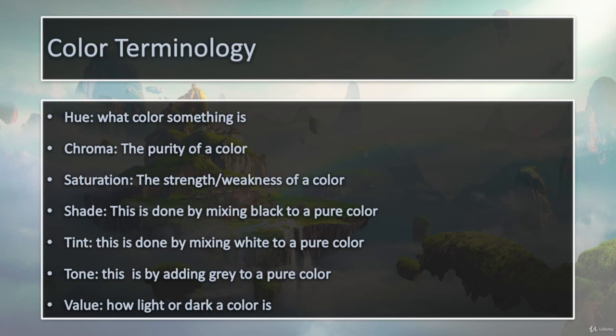So the first one is a hue, which is any color. Chroma, which is the purity of a color. Saturation, which is the strength/weakness of a color. We then have shade, and this is done by mixing black to a pure color. A tint, which is done by mixing white to a pure color. Tone, this is done by adding gray to a pure color. And then value, so this is basically how light or dark a color is.